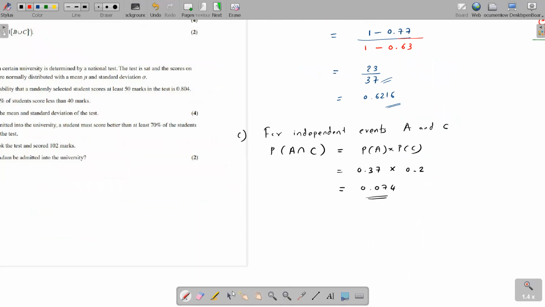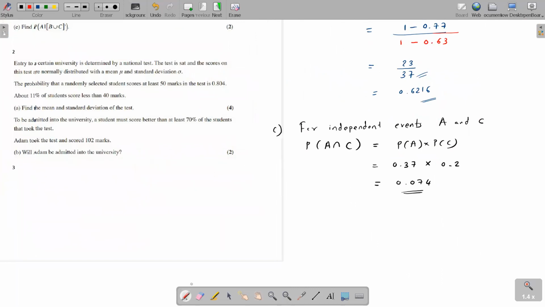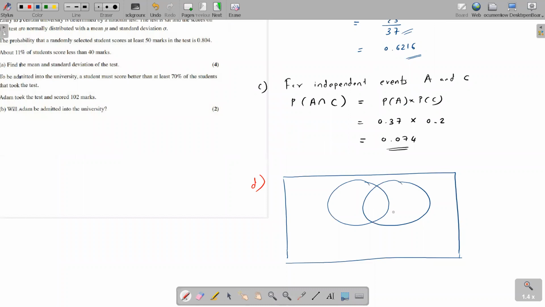That information is not required for part C. It is required for part D when you are drawing the Venn diagram. So let's draw the Venn diagram. Your Venn diagram consists of three circles, right? Do you have to draw it in a way that all three circles intersect? No, it depends.